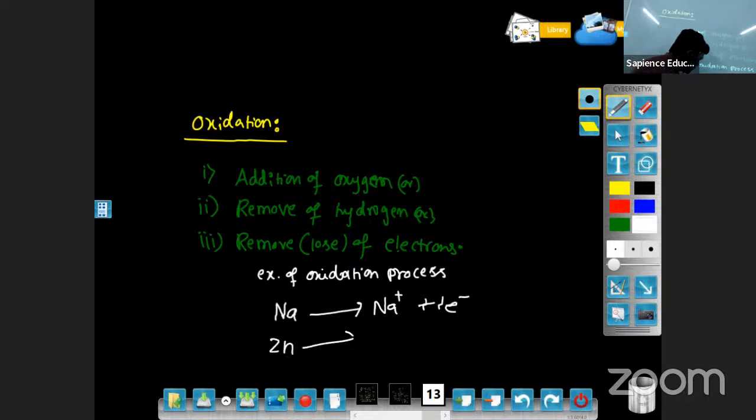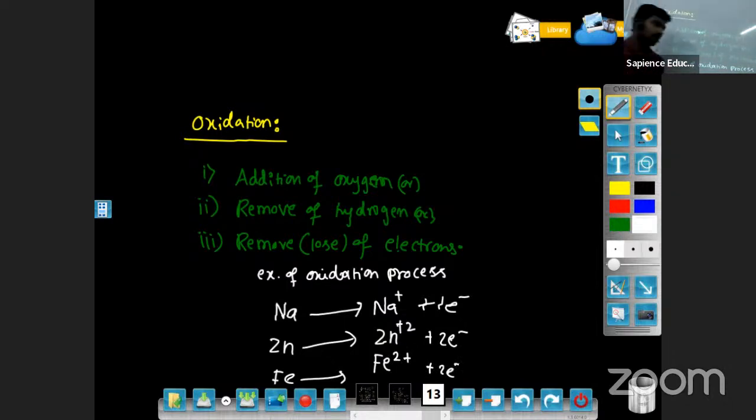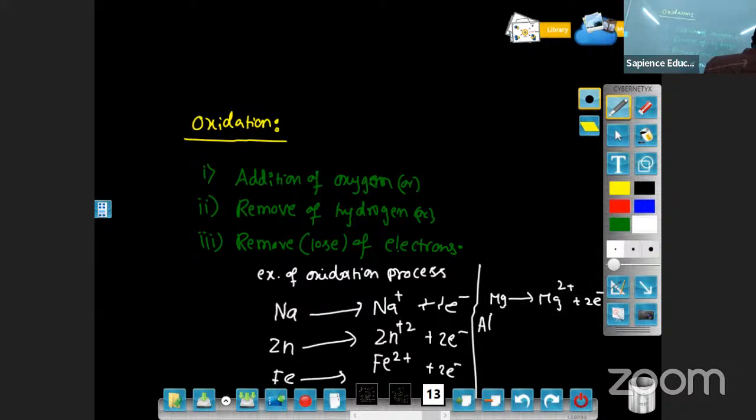Next, zinc. It became Zn2+ and 2 electrons lost. So here we say zinc undergone oxidation, losing 2 electrons. Next, iron. Fe became Fe2+, 2 electrons came out. Like this we have many examples. Zinc, magnesium, and aluminum. Magnesium became Mg2+ plus 2 electrons. Aluminum became Al3+ plus 3 electrons.